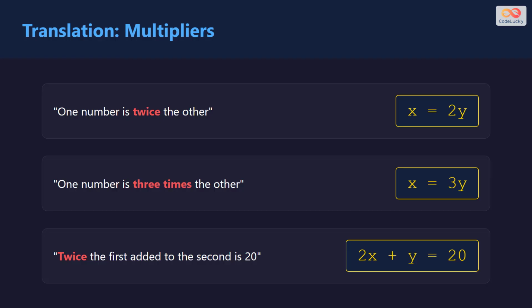Multiplication keywords are also very common. If one number is twice the other, we write x equals 2y. If it is 3 times, we write x equals 3y. Sometimes you have combinations, like twice the first added to the second is 20, which becomes 2x plus y equals 20.